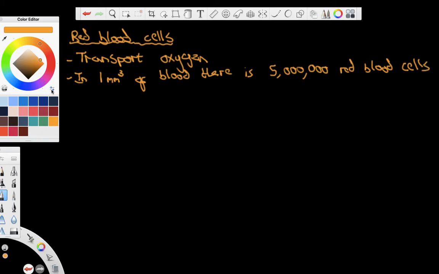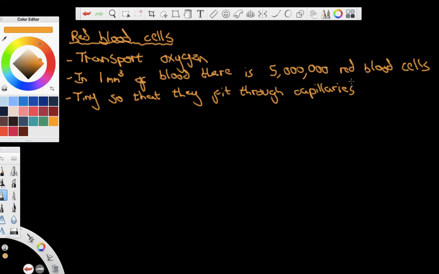They're so tiny so that they can pass through something called capillaries, which we'll look at later on in this topic. Okay, so red blood cells are tiny so that they fit through capillaries. Okay, so they're very, very small so that they fit through capillaries.